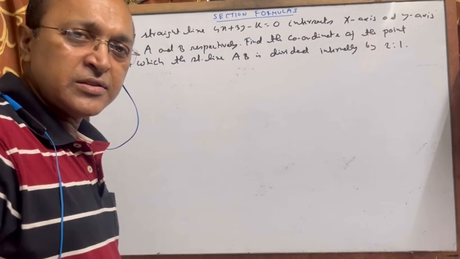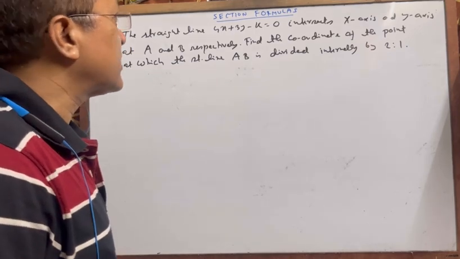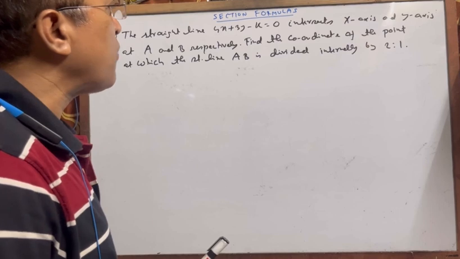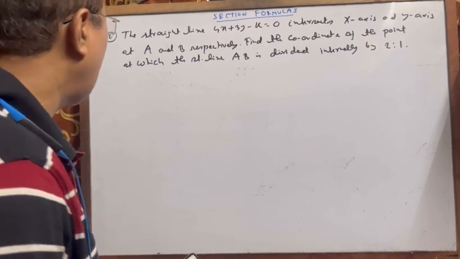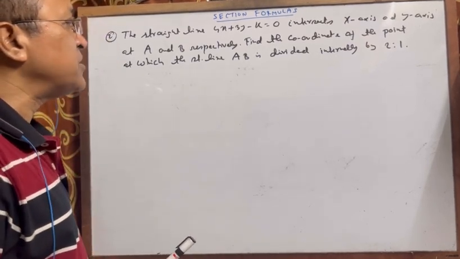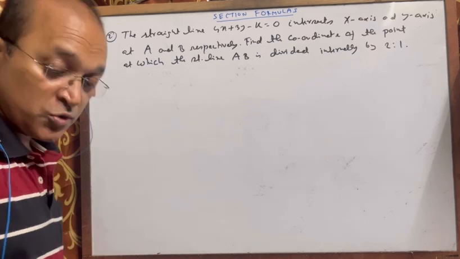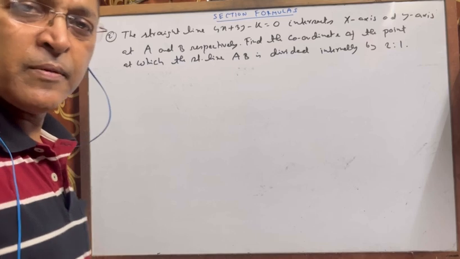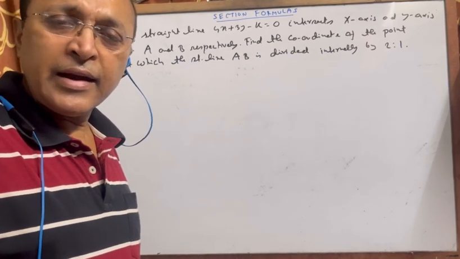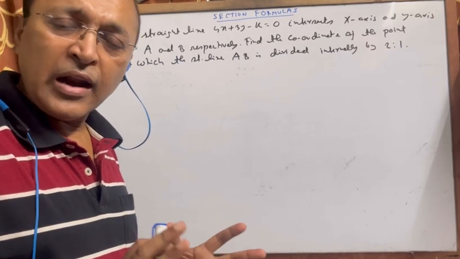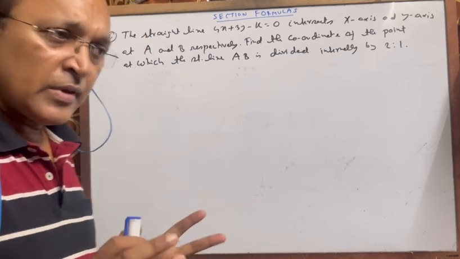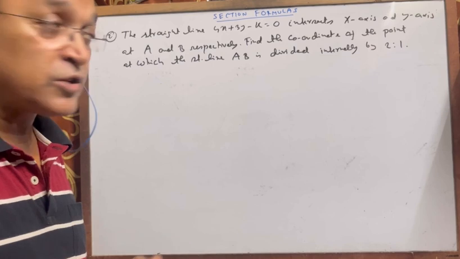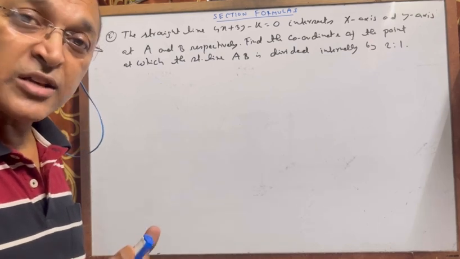Both the axes are being intersected by these straight lines at A and B. We have to find the coordinate of the point at which that straight line is divided internally by 2:1. First, let us draw a rough sketch. Rough sketch means so that we will have an idea what is going on. This sketch will help you to ascertain what is happening actually.